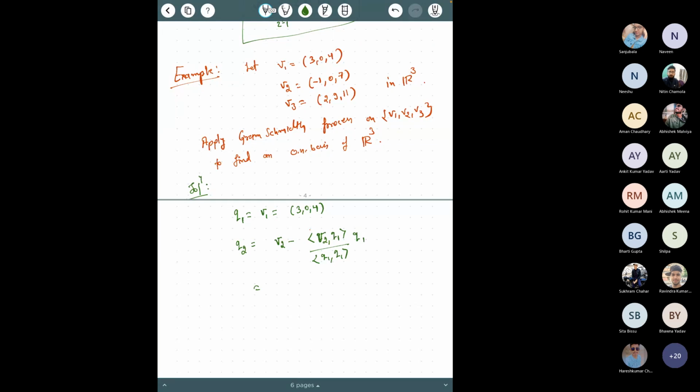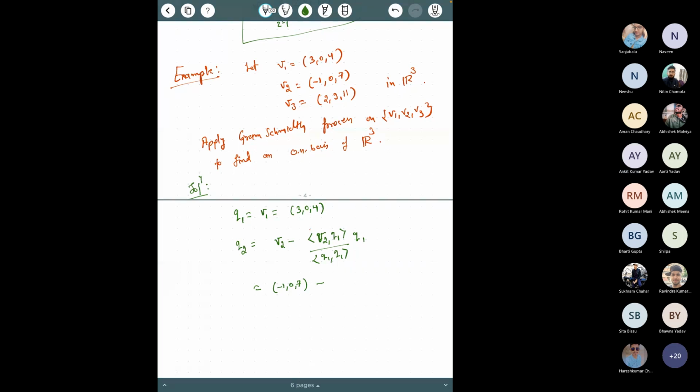So write this. V2 is what? V2 is (-1, 0, 7). And if I'm not mentioning any inner product, then you assume that the standard inner product is used. So on R3, you know the standard inner product. So what is the value of this numerator here? Inner product of V2 with Q1. So just write V2 as (-1, 0, 7).